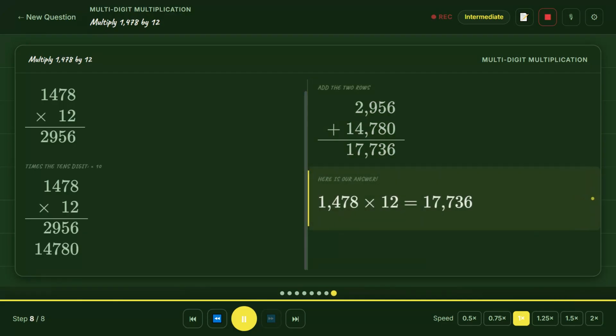We did it. 1478 times 12 equals 17,736. You are a multiplication superstar. Remember, big problems are easy when you break them into small steps.